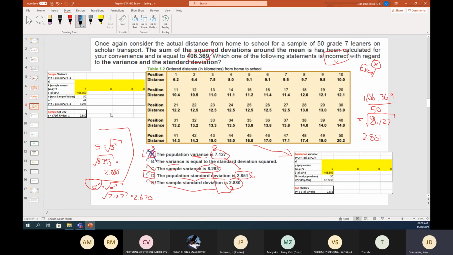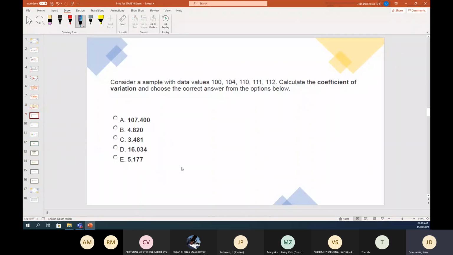Okay, so now we've basically covered the measures of central tendency. We've covered the dispersion. So the extra one that they've been asking for some time now, since we're doing a lot of online exams, is the coefficient of variation.